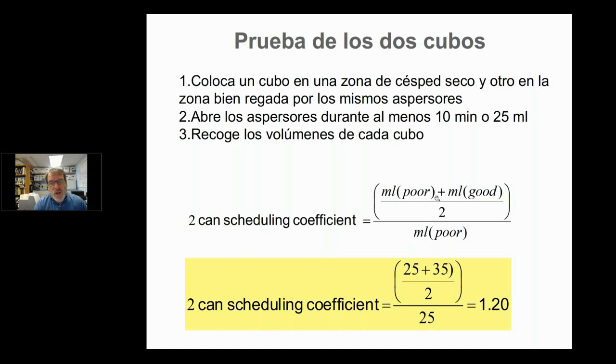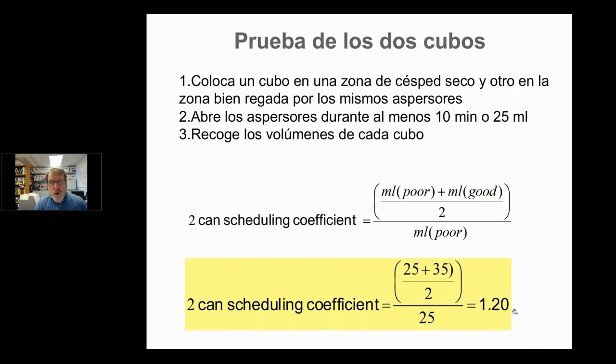But you collect the number of milliliters after, say, a 10-minute run time, or 25 milliliters of water. You collect the milliliters in the poor plus the milliliters in the good performing area, and you divide by 2, and then you divide by the milliliters in the poor area, and that will give you what is called a scheduling coefficient. That means if you collected 25 mils where the turf is not doing well, and you collected 35 mils where the turf is performing well, you would need to bring this low level up, you would need to increase your run time by 1.2. So if you're running for 10 minutes, you'd have to run for 12 minutes.